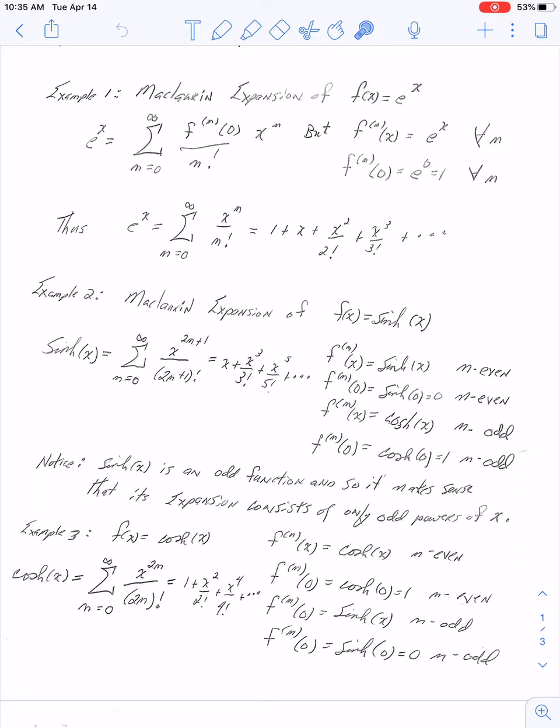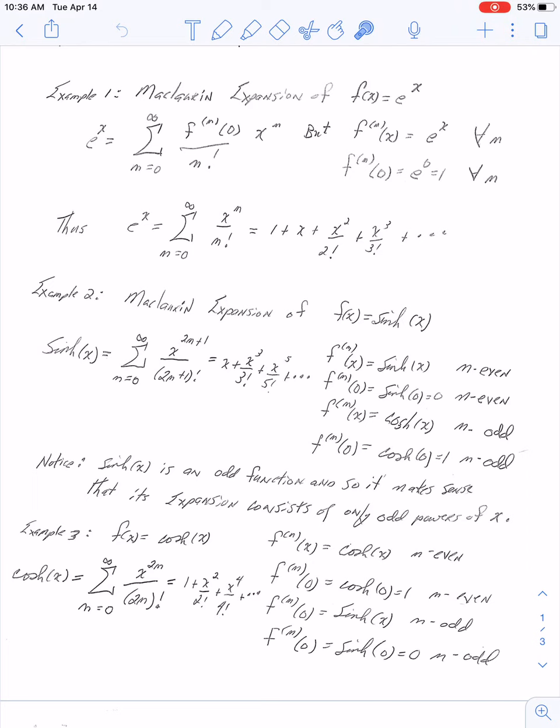Cosh x turns out to be the summation, n running from 0 to infinity, of x to the 2n over 2n factorial. The 2n allows me to write only the even powers, and I can run n from 0 to infinity again. All right, so cosh turns out to be what? 1 plus x squared over 2 factorial plus x to the 4th over 4 factorial plus x to the 6th over 6 factorial plus x to the 8th over 8 factorial plus dot, dot, dot. Get it?